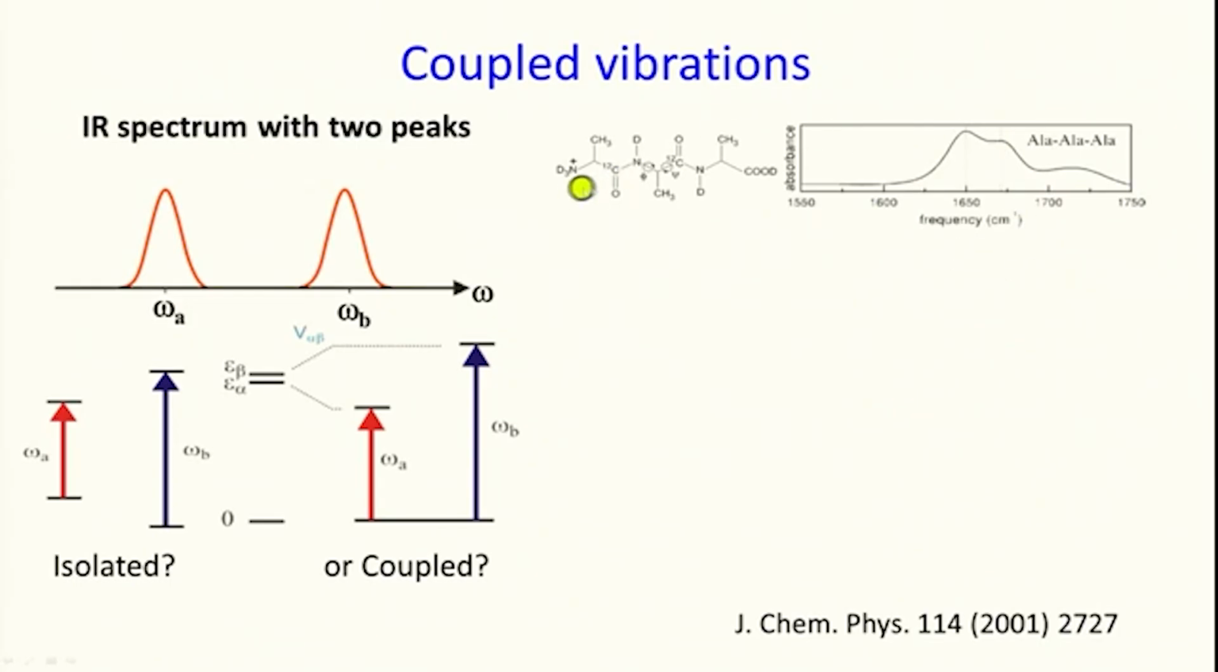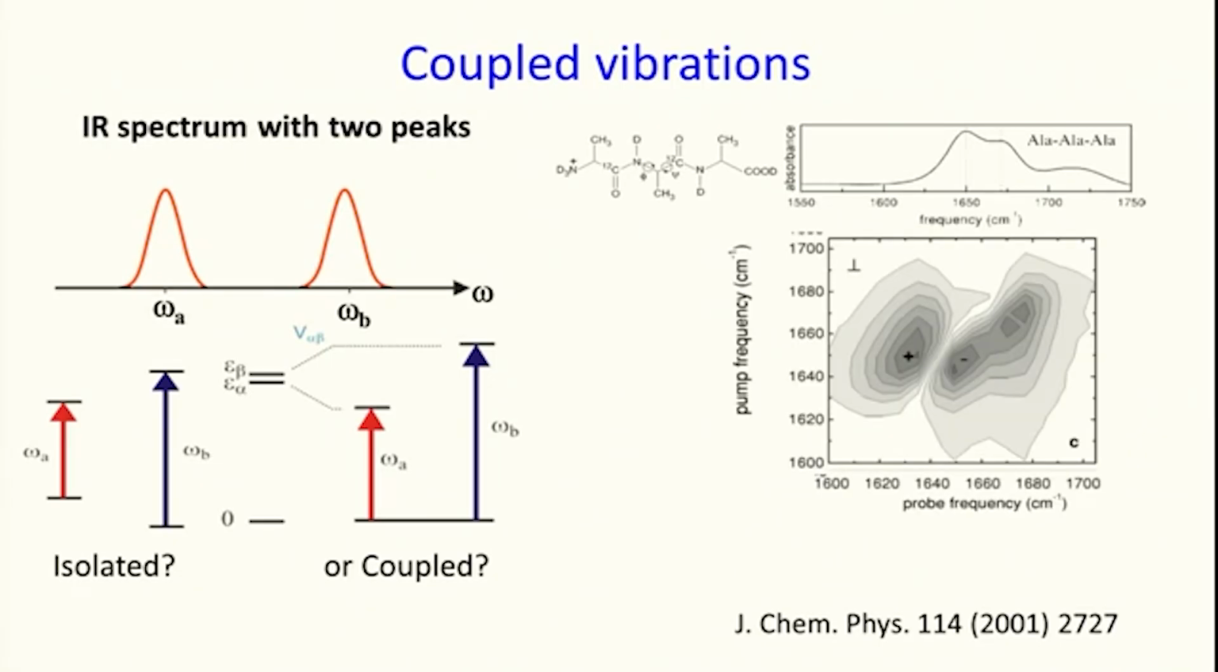Now, there are several amide bonds here. It is possible that the amide bonds vibrate by themselves or maybe they are coupled. How do you know? From the spectrum, can you tell what is happening here? You cannot. But if you do 2D IR spectroscopy, and here I am jumping the gun a little bit and showing you a 2D IR spectrum already.